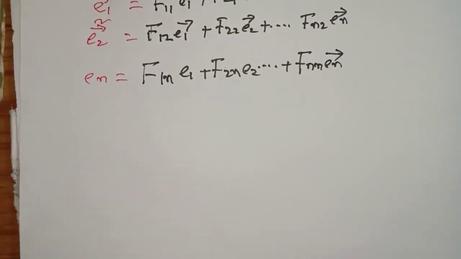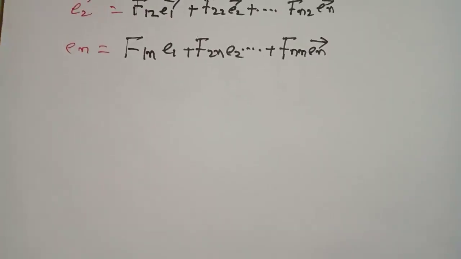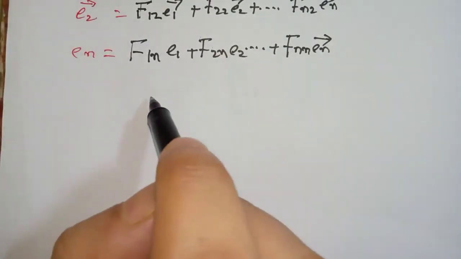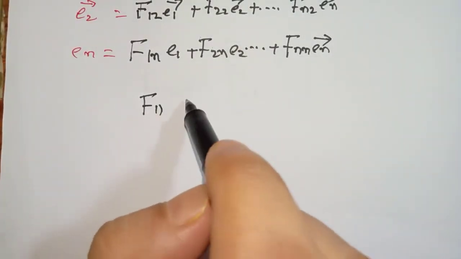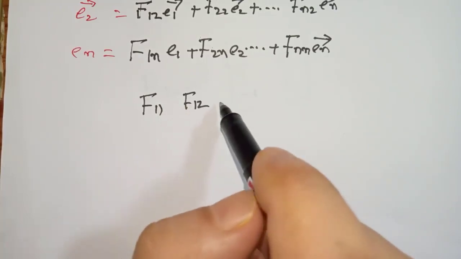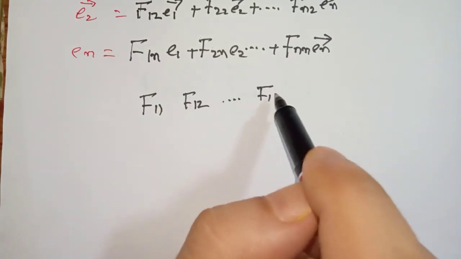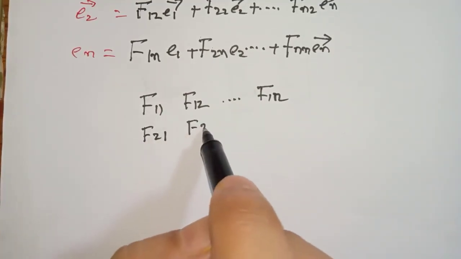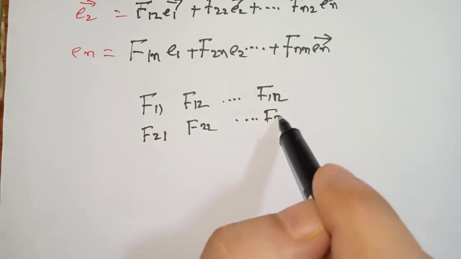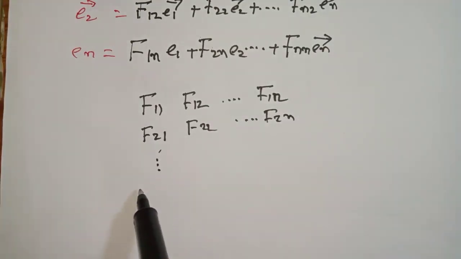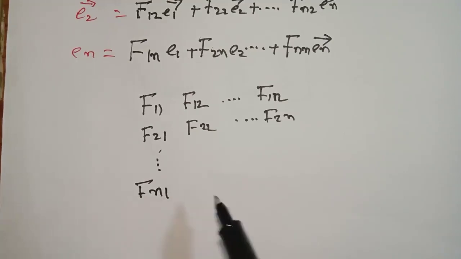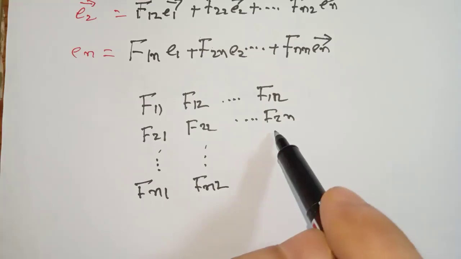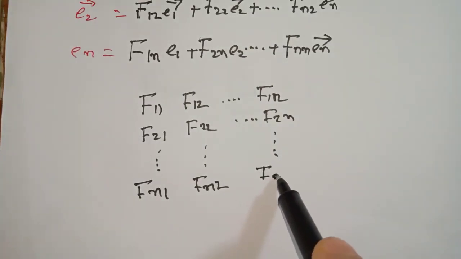What would the matrix look like after this? It would look something like this. We will have F11, then F12, going up to F1n, right? Then we have F21 and F22, going up to F2n. Further it would go down and we will get Fn1, further Fn2, and dot dot dot further to Fnn.